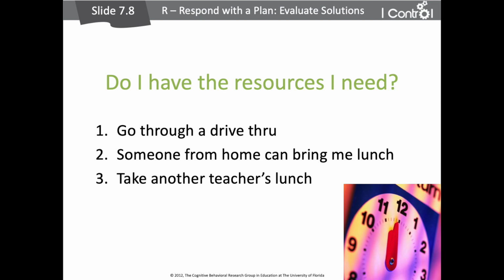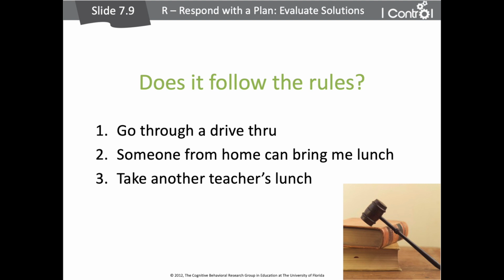First, I have a car and the money to go through the drive-thru, but I don't have enough time, so the answer is no. Next, I figured out my husband is home and can bring my lunch, so the answer is yes. Finally, many teachers leave their lunches in the refrigerator, so I would have the resources I need to have lunch. Finally, I asked, does it follow the rules?